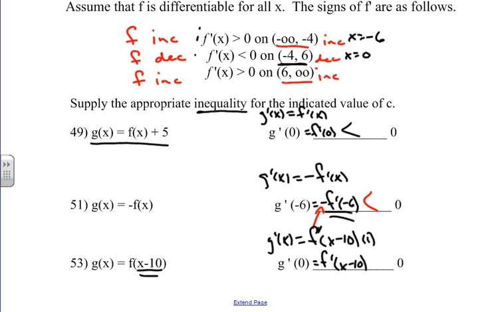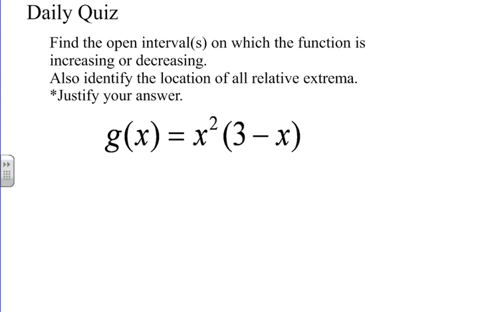We're plugging in 0 there, so we're looking at f prime of negative 10 when we plug in 0. When we plug in x equaling negative 10, it is going to be in here. So g prime of 0 would equal f prime of negative 10, which would be greater than 0, according to our chart. Well, those are the values on the derivative.